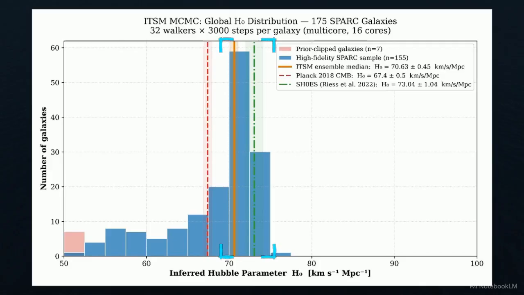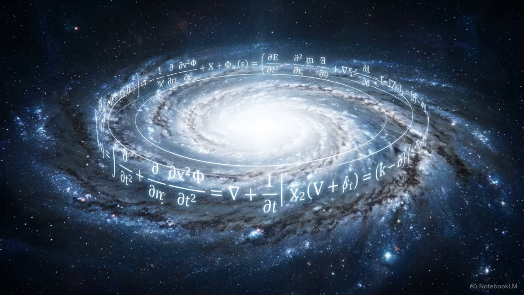Across the entire 175 galaxy sample, the results cluster tightly around the local distance ladder benchmark, using the same geometric anchor for all of them. Mapping hundreds of galaxies with zero free parameters suggests we are looking at a fundamental physical law.